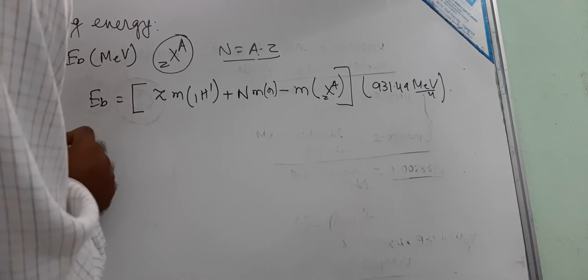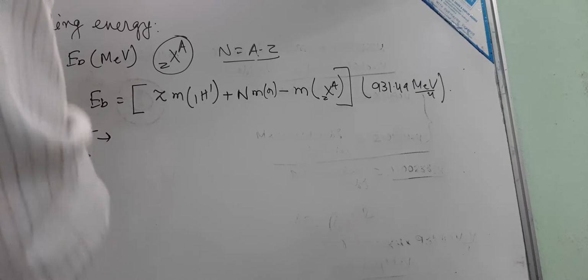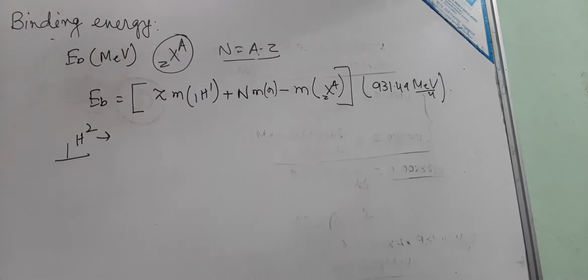So let us take the mass of the deuterium atom, 1H2. Deuterium means there is one proton and one neutron. If we take the hydrogen atom, this is the nucleus and this is the hydrogen atom, so we have this one electron. Here the mass of the hydrogen is 1.0078 U, and the mass of the neutron is 1.0087 U.